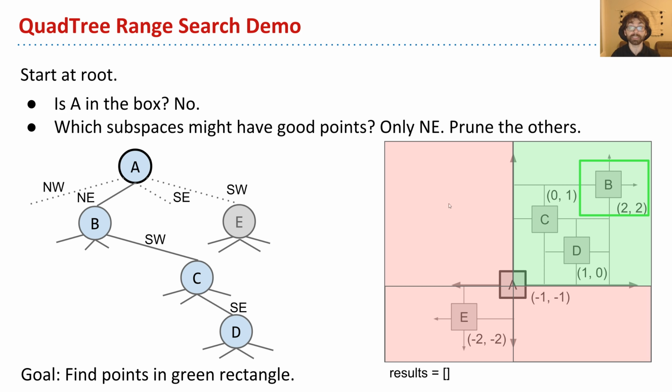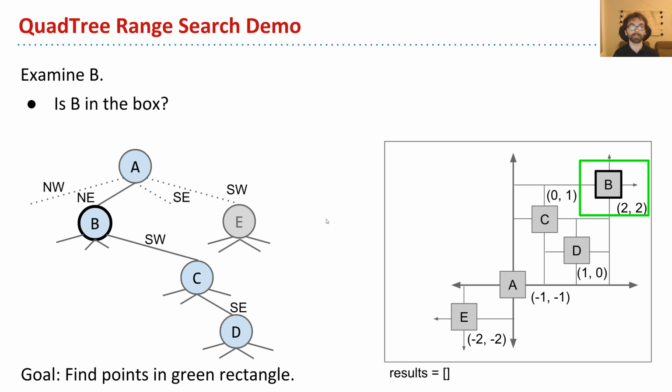Now again, you and I can tell there's actually nothing here anyway, but from the computer's perspective, this means we don't even need to look at this null link to realize that it doesn't have any points. We can just immediately throw it out. And that's the glory of pruning. Okay, so we continue on, and we move to our one remaining child, which is B. So we look at B and we say, is B in the box? Is it in the green rectangle? Yes, it is. So let's add it to the results.